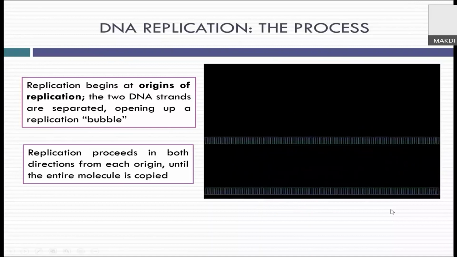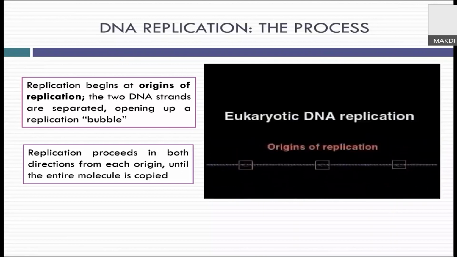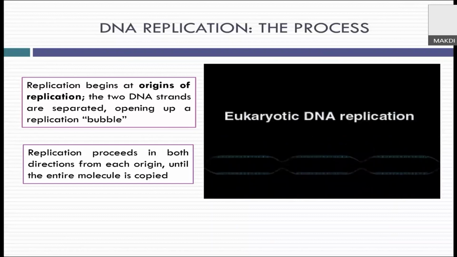Each of the two daughter molecules consists of one old strand, shown in purple, and one new strand, shown in green. The DNA of the eukaryotic chromosome has multiple origins of replication. The multiple replication bubbles allow this very long molecule to be copied quite quickly, resulting in two daughter DNA molecules.